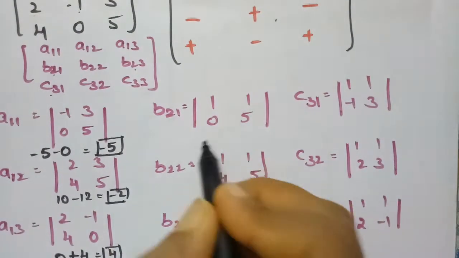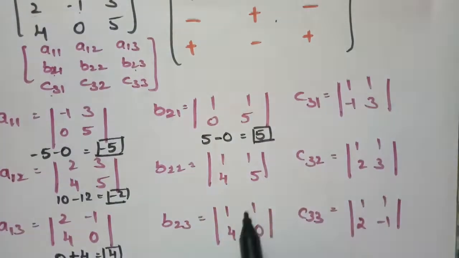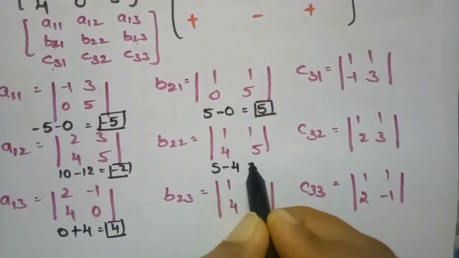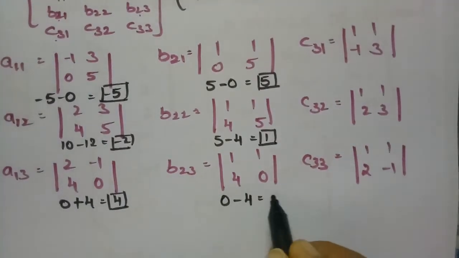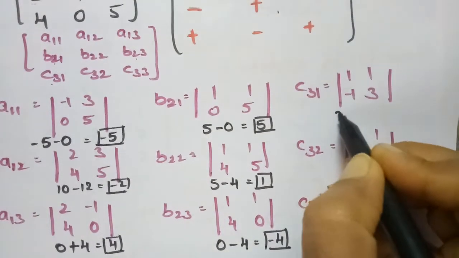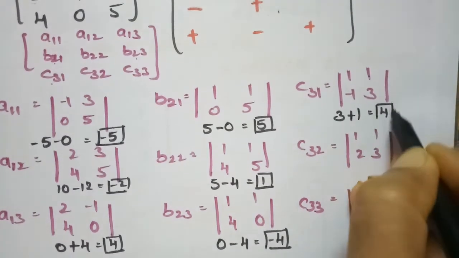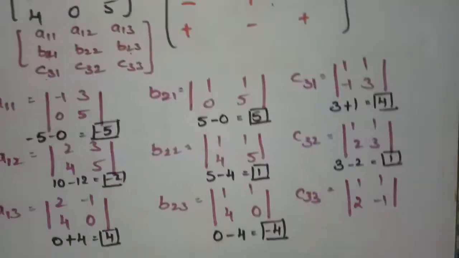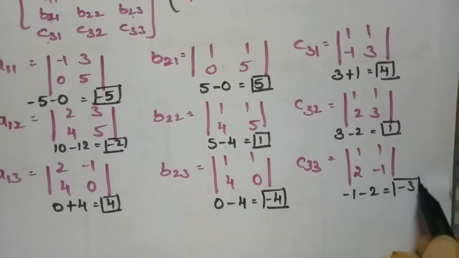So here 1 into 5, this is 5 minus this value is 0. So here the value is 5. And if you observe, this is 5 ones are 5 minus 4, the value is 1. And here this will be 0 minus 4, the value is again minus 4. And here this is 3 minus of minus plus 1, so the value is 4 here. And the next one, this is 3 minus 2, the value will be 1. And see here, this is minus 1 minus 2, so the value is minus 3.